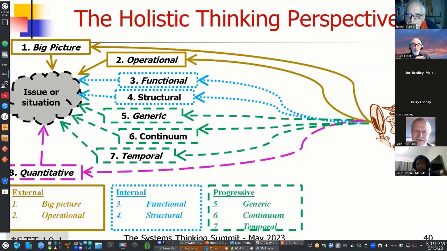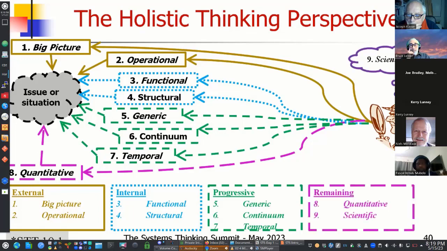The big picture and operational perspectives are external, functional and structural are internal, generic, continuum, temporal are progressive, and the quantitative and the scientific perspectives are what I call the remaining perspectives. The first 8 are descriptive in that we're observing what's going on. Then we do some critical thinking. Out pops the answer, the solution, our thoughts or whatever, and that is the scientific perspective.